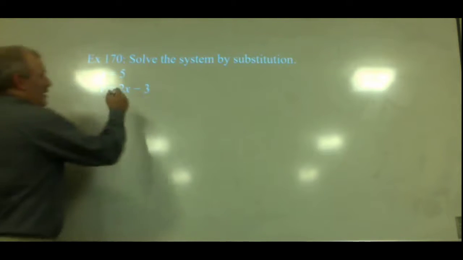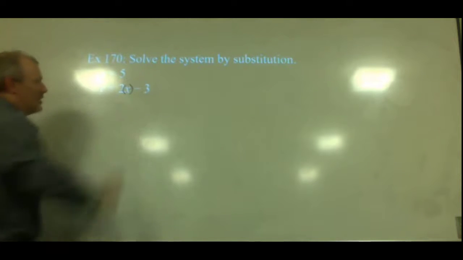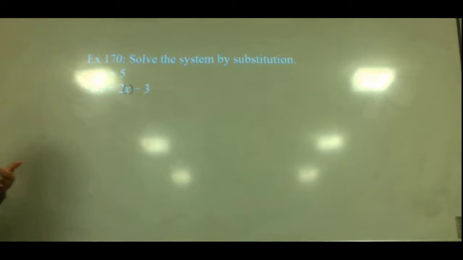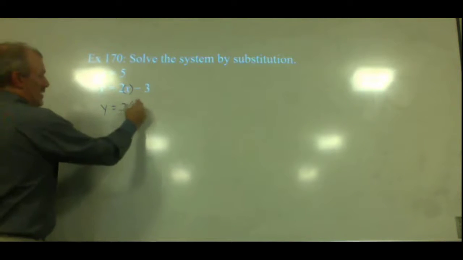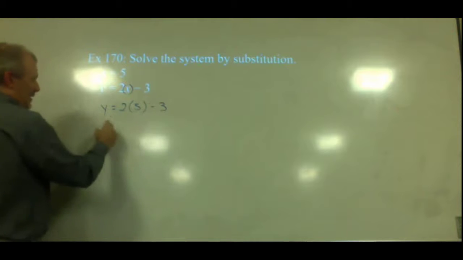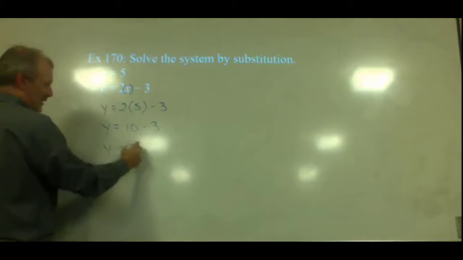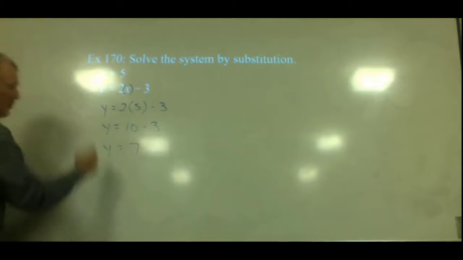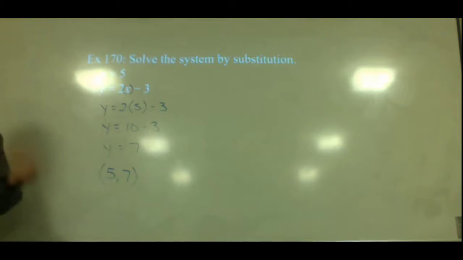So when we go to this second equation, we can take this x and we can replace it with what? 5. So we're going to have y equals 2 times 5 minus 3, and that means 10 minus 3, and that means y is 7. And again, this was a really easy example, but that means our answer is 5, comma 7. Okay, does that make sense?